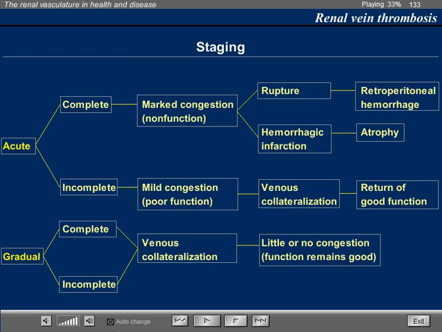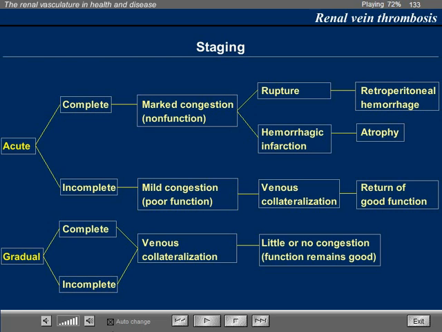A swollen kidney that does not excrete contrast, and with a non-dilated pelvic-calyceal system is almost pathognomonic of renal vein thrombosis. This marked congestion can rupture the kidney and lead to retroperitoneal hemorrhage or lead to hemorrhagic infarction, and the late sequela is atrophy of the involved portion of the kidney. Incomplete acute obstructions lead to mild congestion, and this results also in poor function.